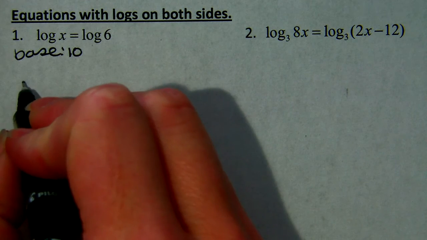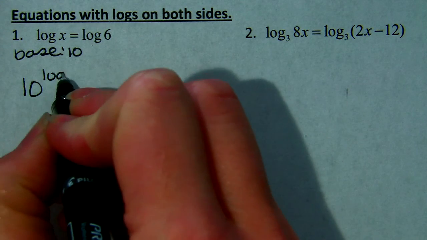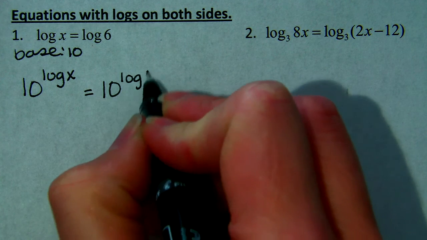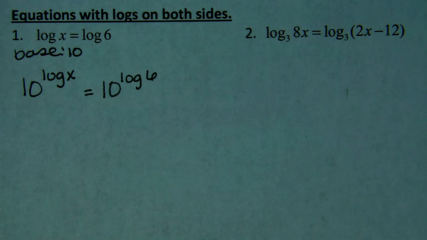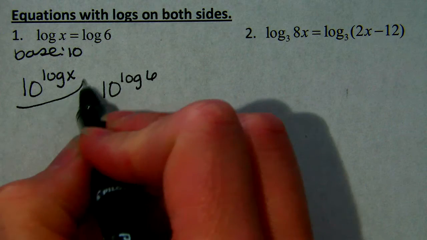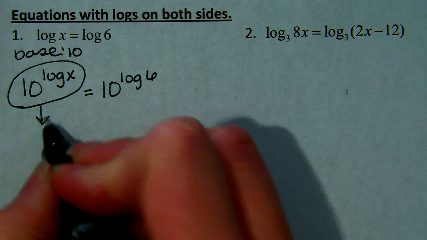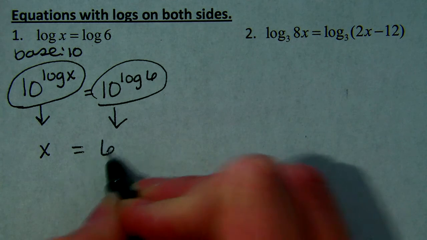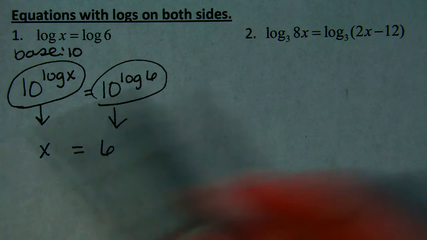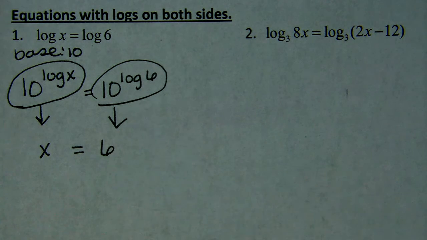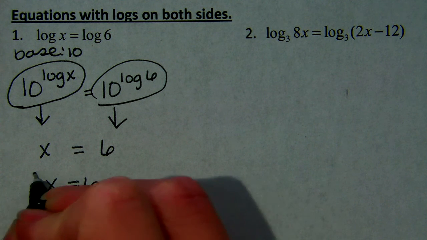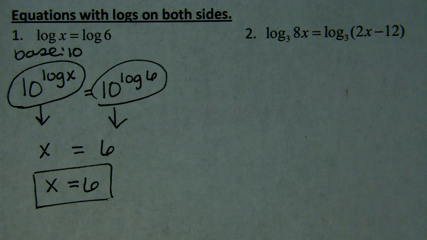So we write this as 10 raised to the log of x is equal to 10 raised to the log of 6. And what happens is that this simplifies to x and this simplifies to 6. It's because the base here and the base here are the same. And so we get x is equal to 6. The logs go away and we're left with numbers and variables.